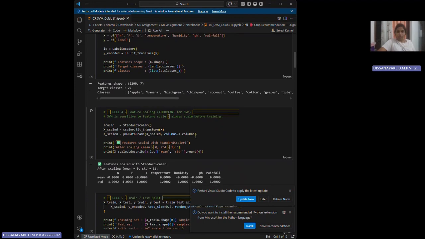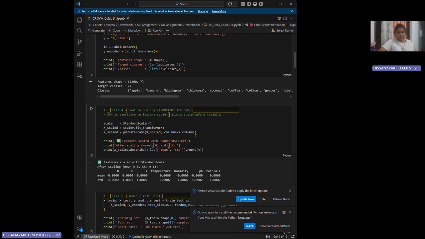We also use the label encoder to convert crop names into numbers and split the data 80% for training and 20% for testing, using a stratified split to keep class balance.